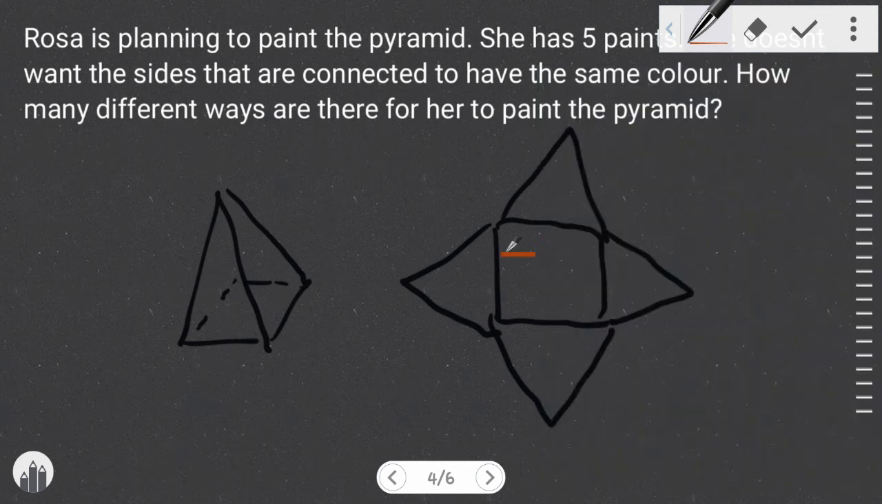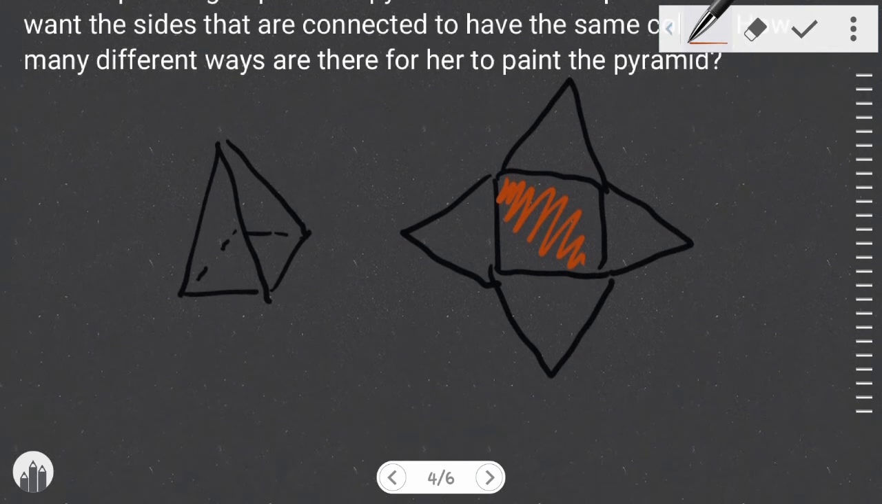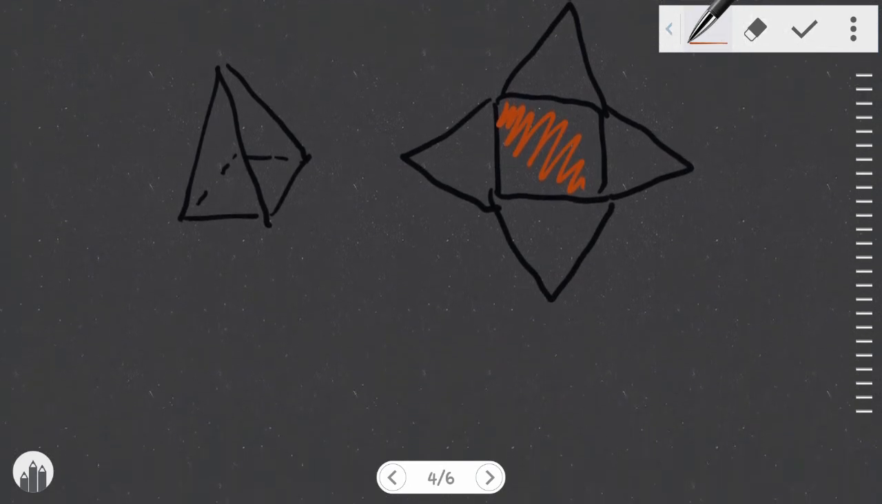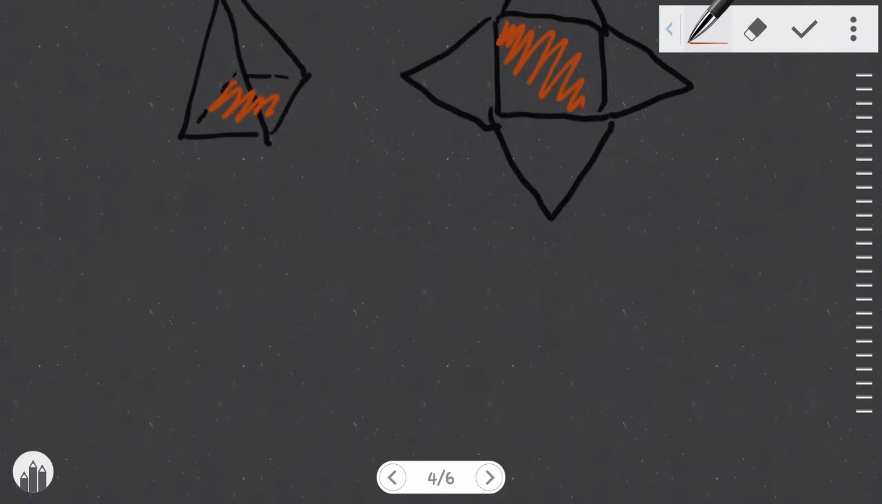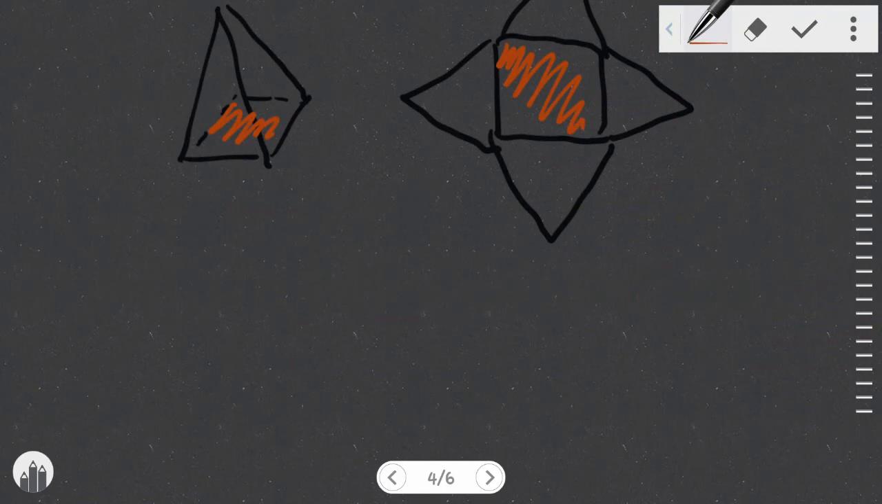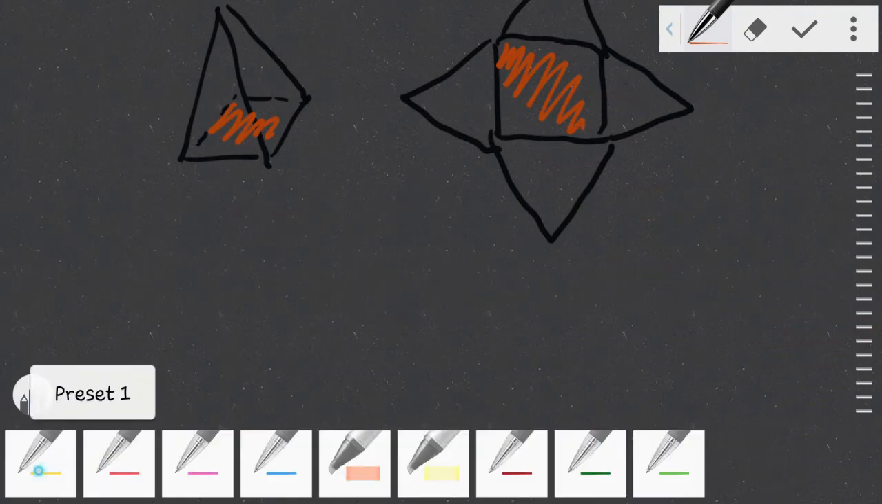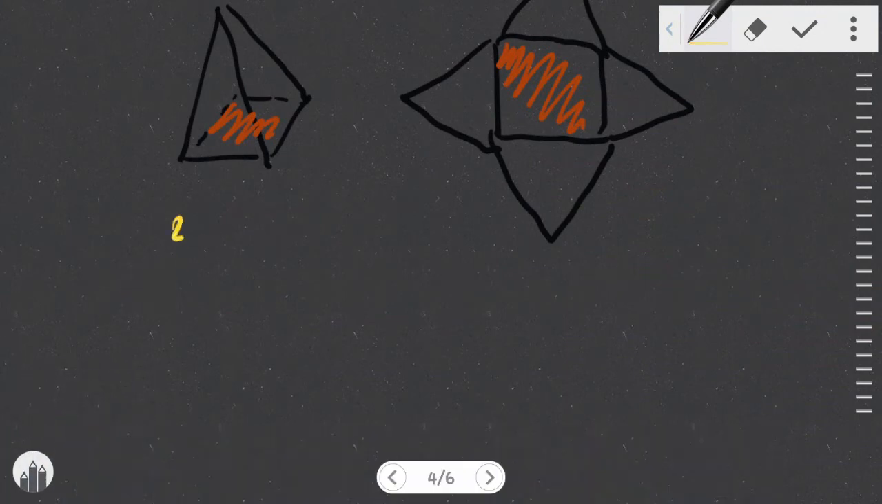So what she wants is, if we color this side with brown, none of these 4 should have the brown color. This is kind of tricky. So what should we do here? First, we put the criterion on the base. So let's say we chose a random color out of 5. How many possible values are there for choosing a base? There is 5.